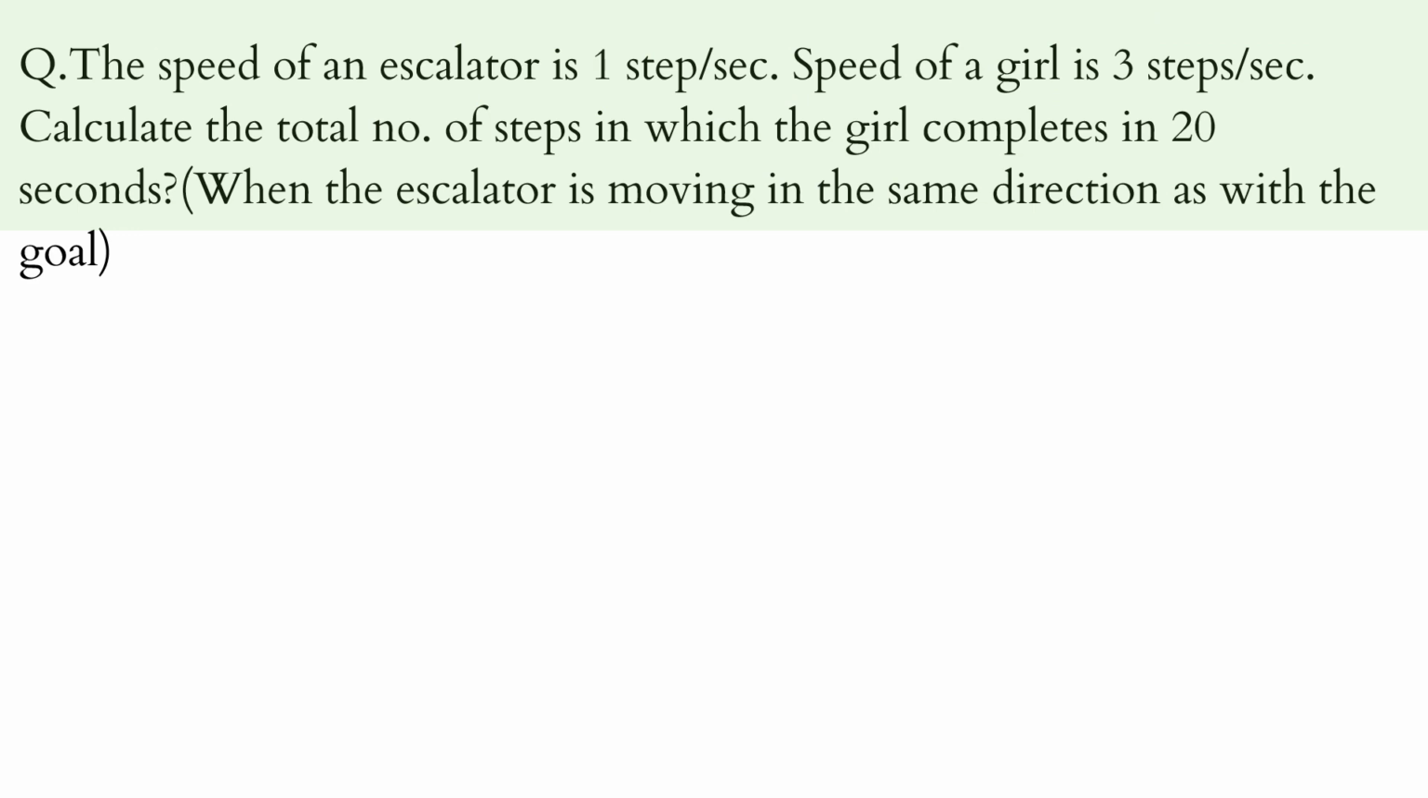Let's solve this problem. The speed of an escalator is 1 step per second. The speed of a girl is 3 steps per second. Now calculate the total number of steps the girl completes in 20 seconds when the escalator is moving in the same direction as the girl.